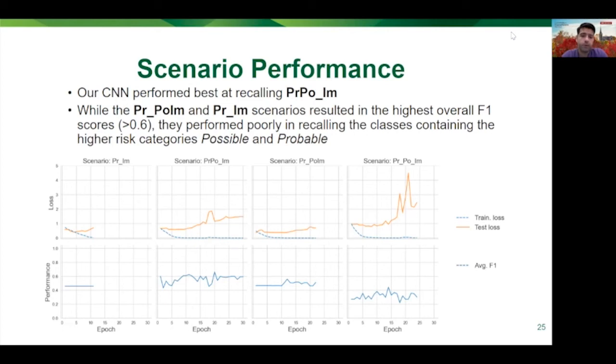So what percentage of the classification is actually incorrect, and that's what it tracks. The best one of the four scenarios was PRPO underscore IM, and it resulted in the highest overall F1 scores.